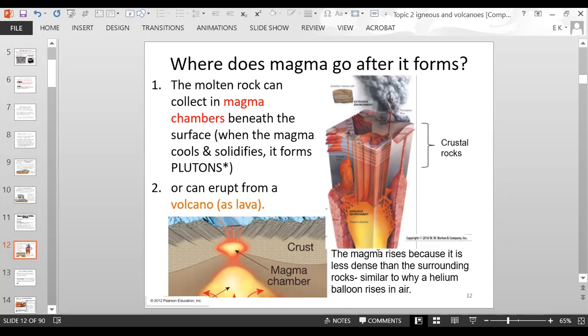And now remember, the magma is rising because it is less dense than the surrounding rocks. This is also why a helium balloon rises in air, because helium is less dense than regular air. Anything that's less dense is going to rise. So the magma is less dense than the surrounding rocks, so it will start to rise up.